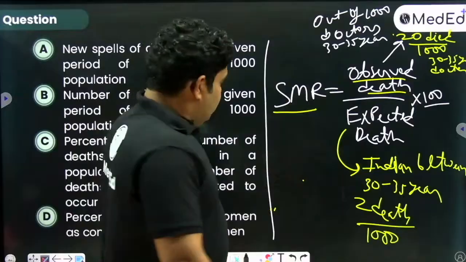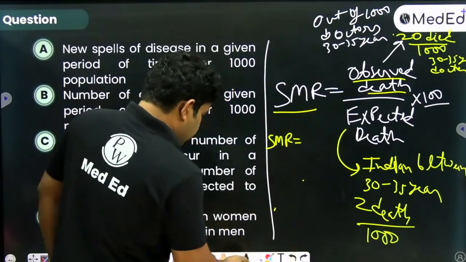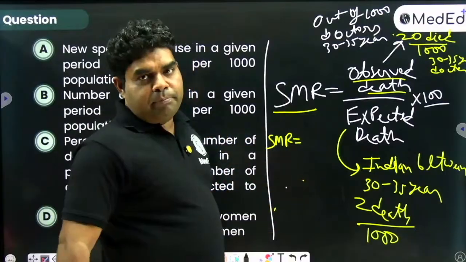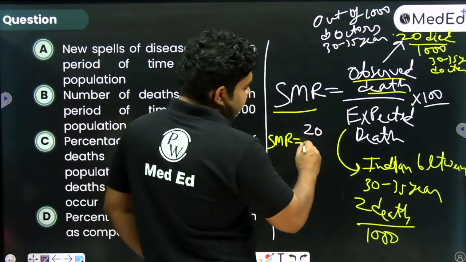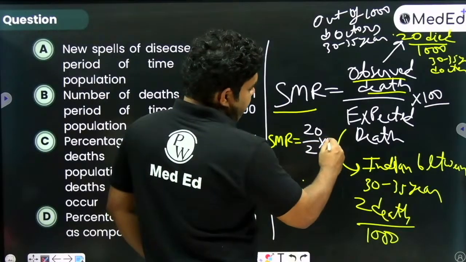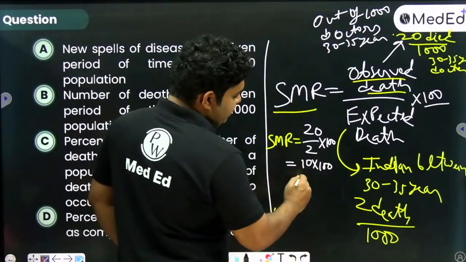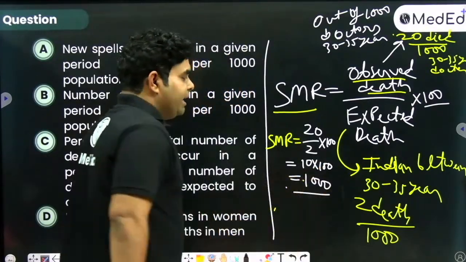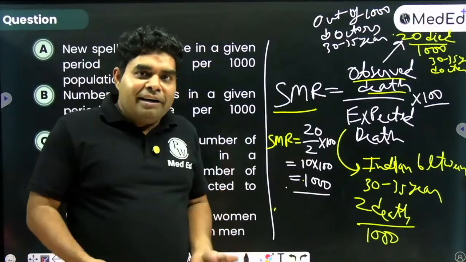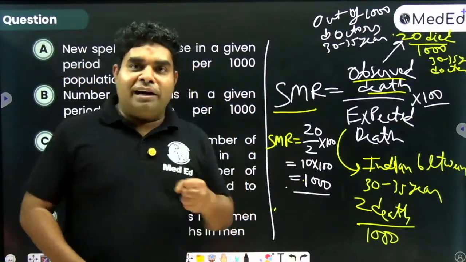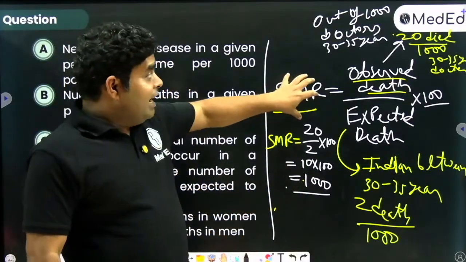With this data, you can go to the government and you can say, look, Mr. Prime Minister or Mr. Chief Minister, the observed death is 20, expected death is 2. That means the standardized mortality rate is 10 into 100, 1,000, that is, 10 times more in doctors as compared to general Indians. So kindly give us also some funds so that we can save the lives of frontline fighters, doctors, and doctors' families also. So this is the use of standardized mortality rate.